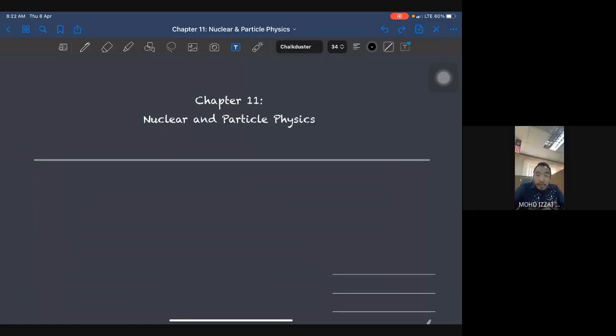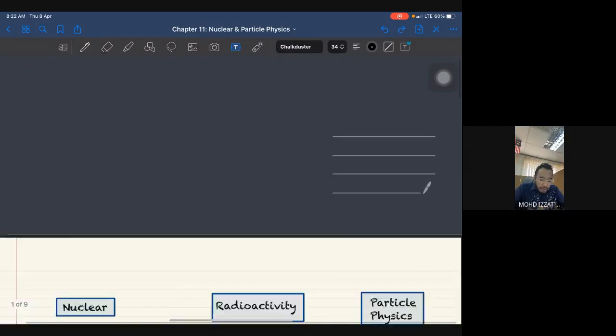Okay, it's okay. Today we continue with chapter 11, which is our last chapter, nuclear and particle physics. So this chapter basically can be divided into three main topics.